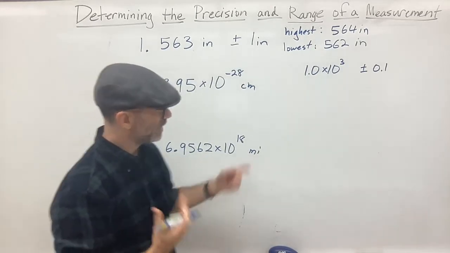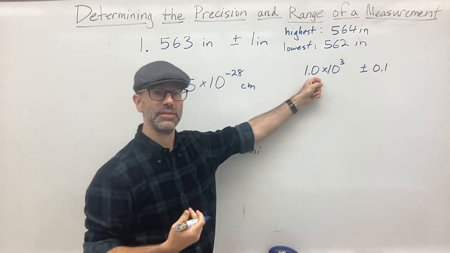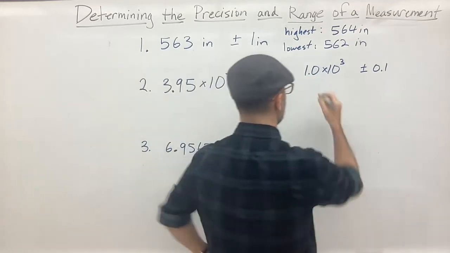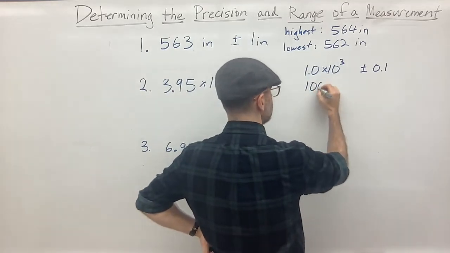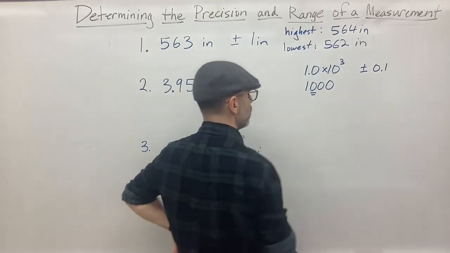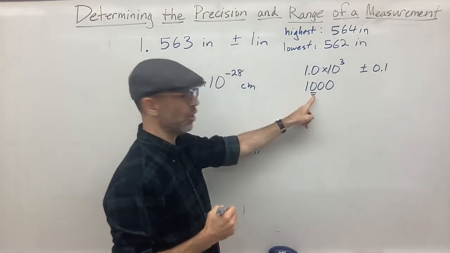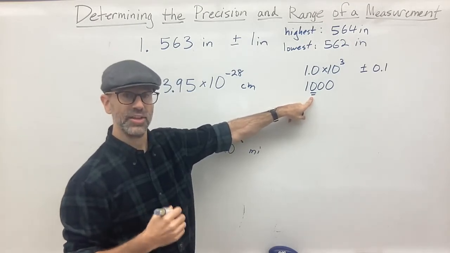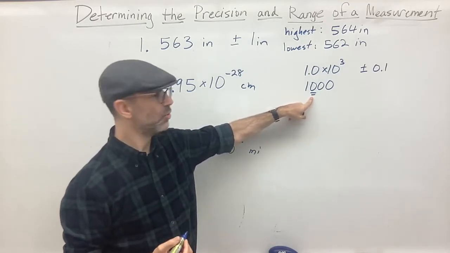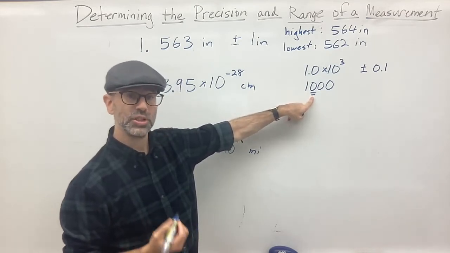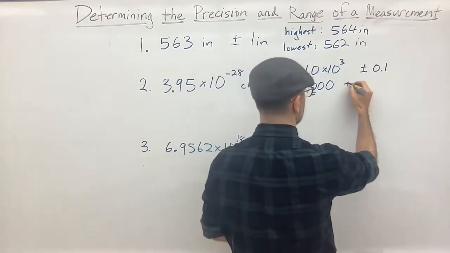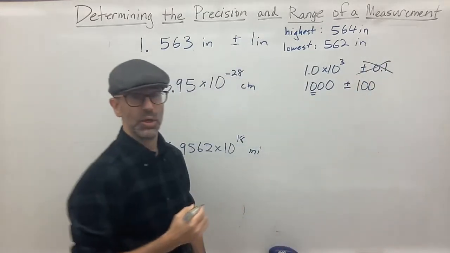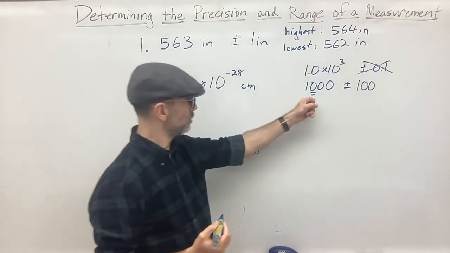But that would be wrong, because we're looking at this in scientific notation. We have to understand it in standard notation. So I would write this out in standard notation like that, and this 0 is that 0 there. And so you can see right away that that 0 is not in the tenths place. It's in the 100ths place. So that means it's going to be plus or minus 100. So it's not plus or minus 0.1 like it seems. It's plus or minus 100.